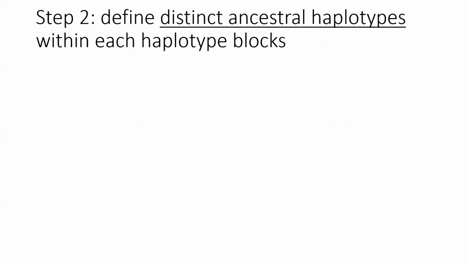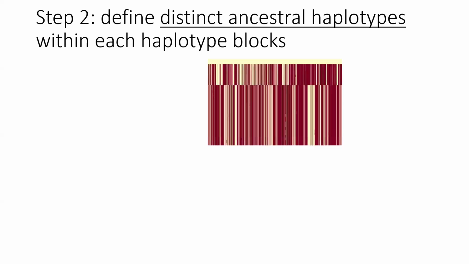Now that we have these blocks defined, what we need to do next is, within each block, define how many distinct ancestral haplotypes there are. And then we need to assign them to individual samples. There's the top row that's completely white, which is the reference, the 2 reference strings. Looking at this, my brain is telling me there are 3 patterns, one of them completely white. But how do we implement this as computer code?